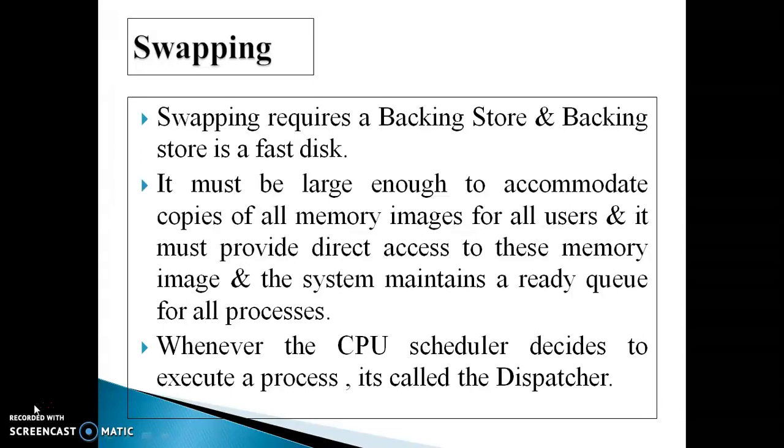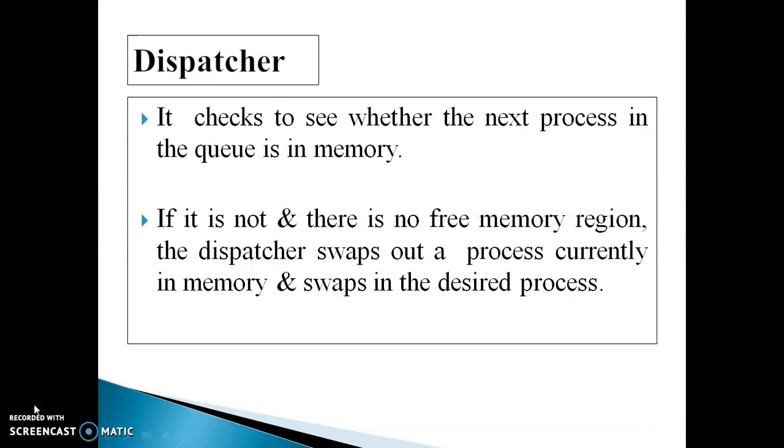Whenever the CPU scheduler decides to execute a process, it calls the dispatcher. The dispatcher checks to see whether the next process in the queue is in memory. If it is not, and there is no free memory region, the dispatcher swaps out a process currently in memory and swaps in the desired process.